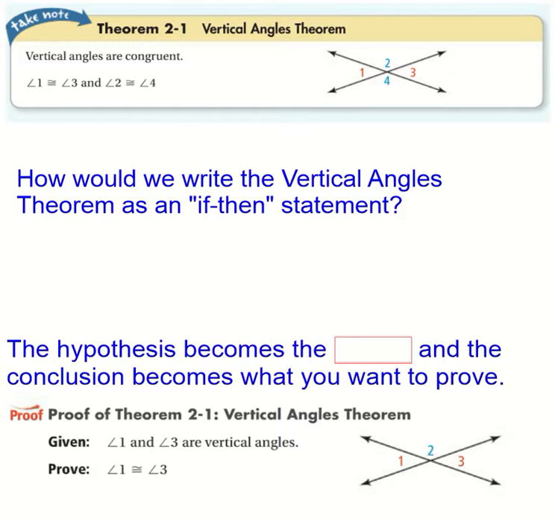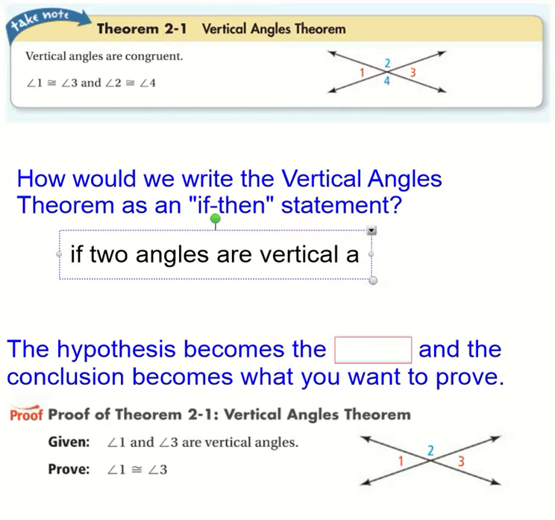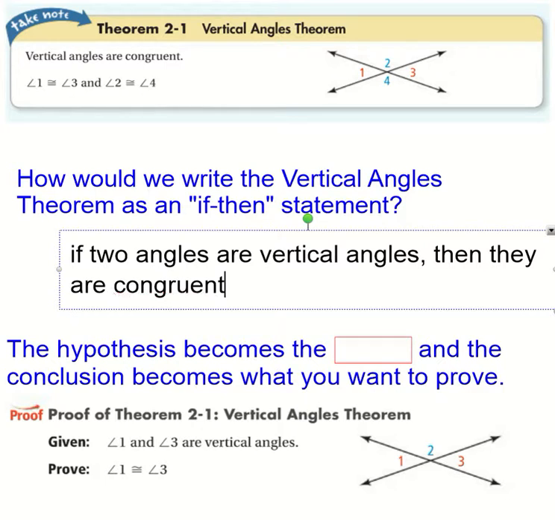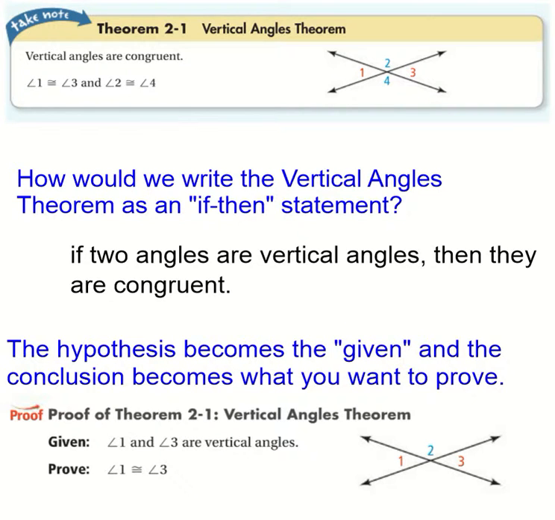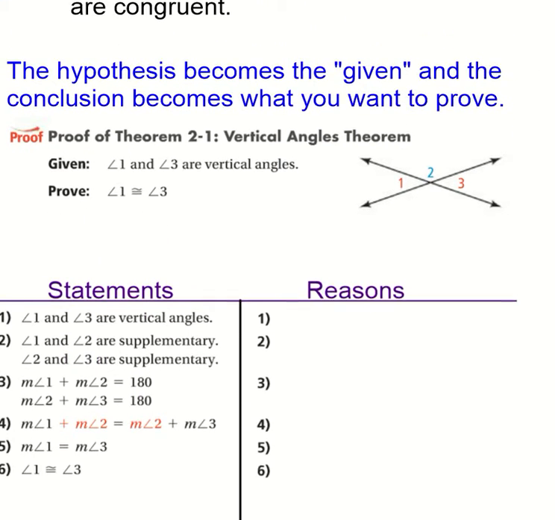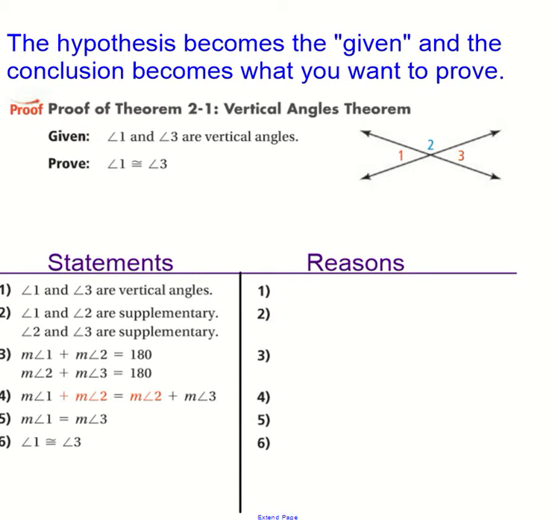If we were going to write this as an if-then statement, we would need to first establish that they're vertical angles. That would be our hypothesis, so that would be our if. If two angles are vertical angles, then we can come with our conclusion: they are congruent. It's as simple as that. The hypothesis becomes the given that we're going to use in our statement and our proof below. Our hypothesis was two angles are vertical, and that's our given statement right here. Angles 1 and 3 are vertical angles, and that's what we're given in our proof down below. So you can actually fill that in.